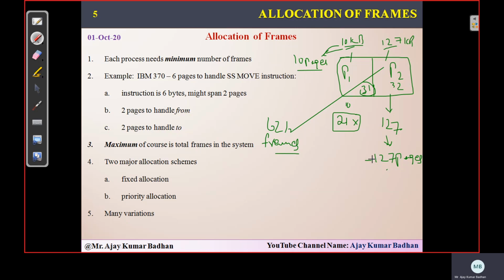That means it might be using 127 pages. But what we are doing, we are equally sharing. Is it justifiable? No, it's not justifiable. So here, the typical question is how we can allocate the frames to this particular process.